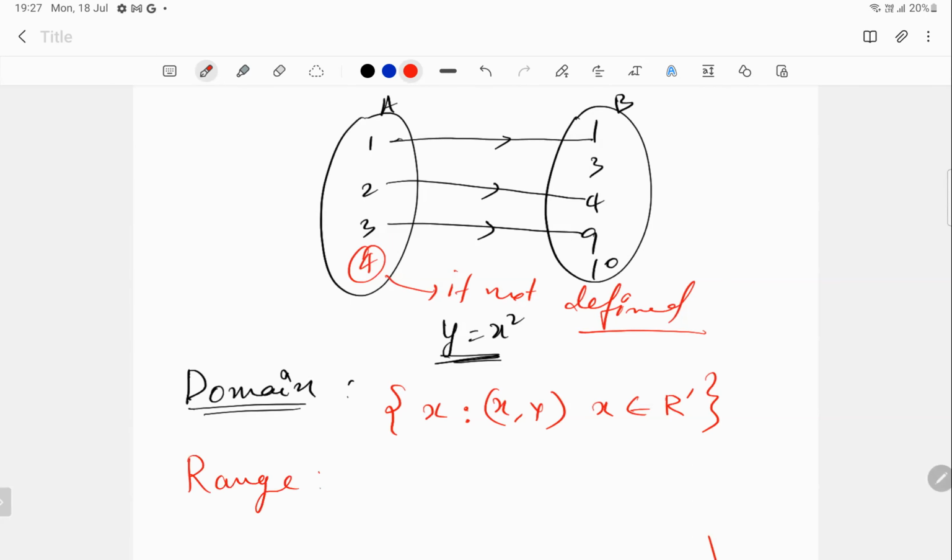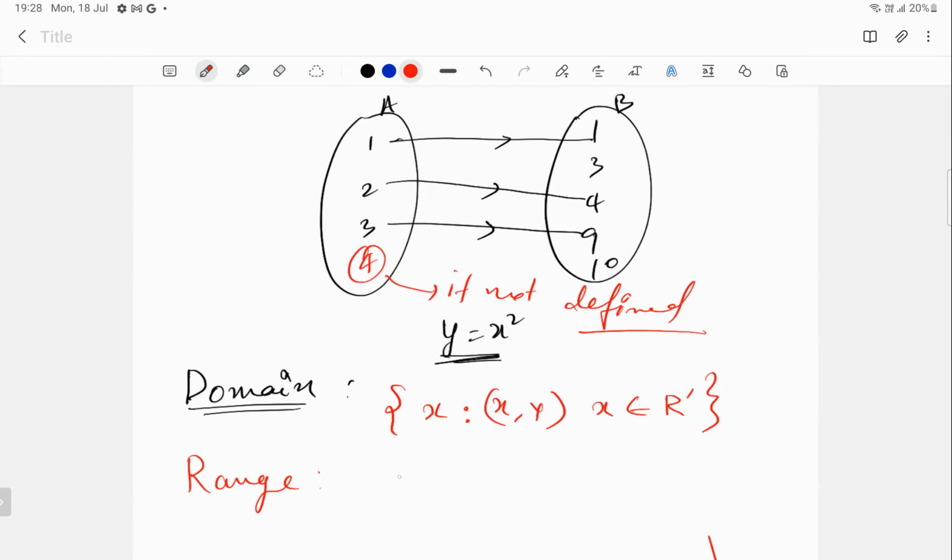Range is all the images that we learned before this. We learned that images like 1, 4, and 9 are the images of 1, 2, and 3. So range will be all the values of y corresponding to the values of the domain. Okay, so write down: range will be the images corresponding to the values of this set B.